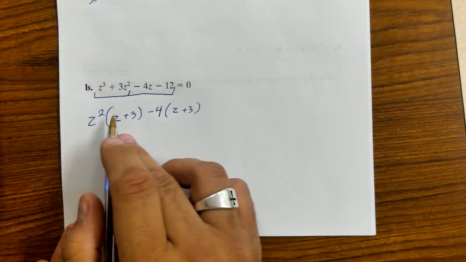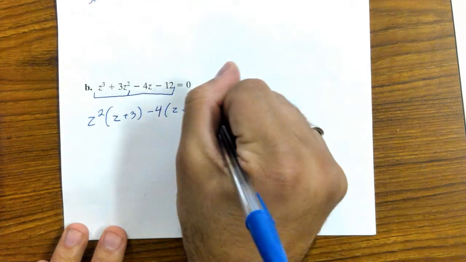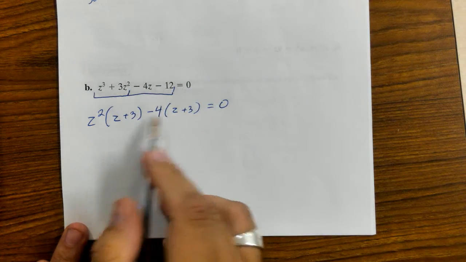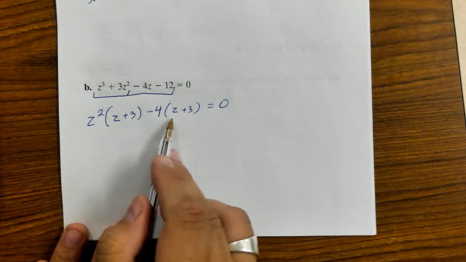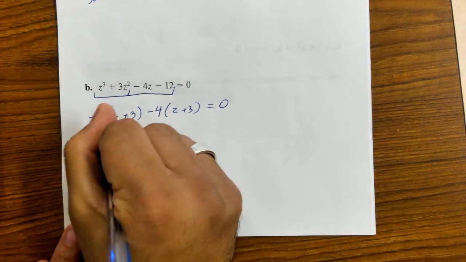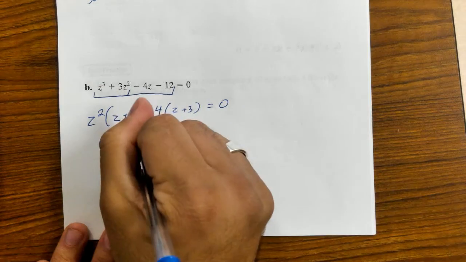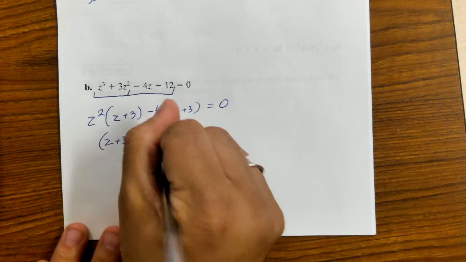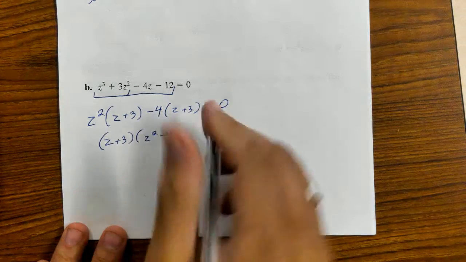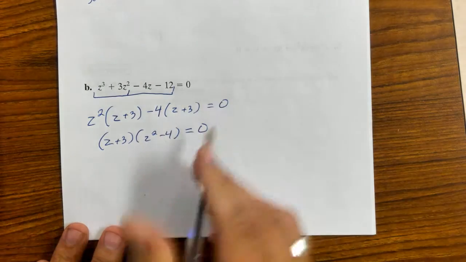And we do need to set this equal to 0, and we are going to now factor out the common binomial factor of z plus 3. So z plus 3 gets factored out, and what's left in the other parentheses is z squared minus 4. Close that parenthesis, set it equal to 0.